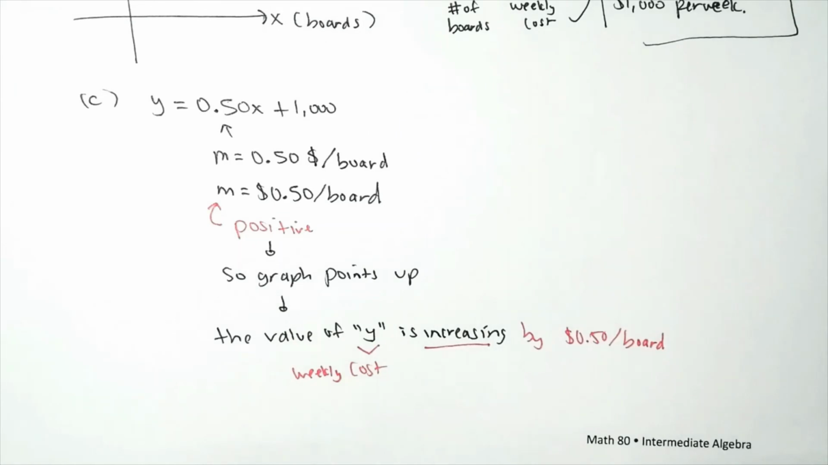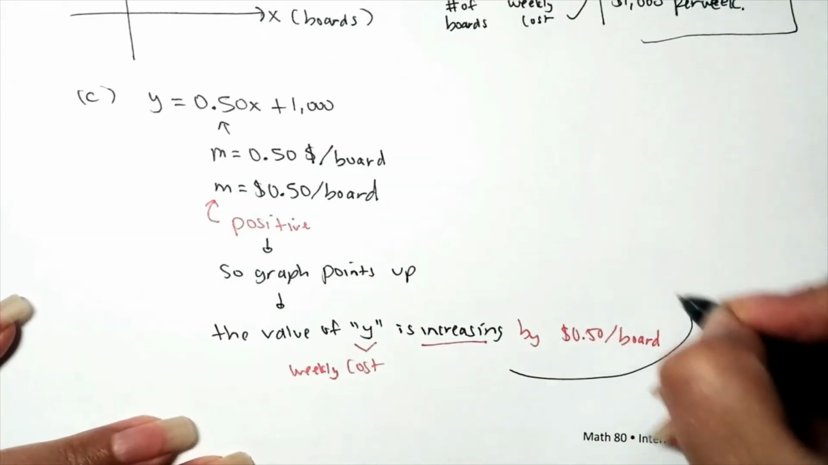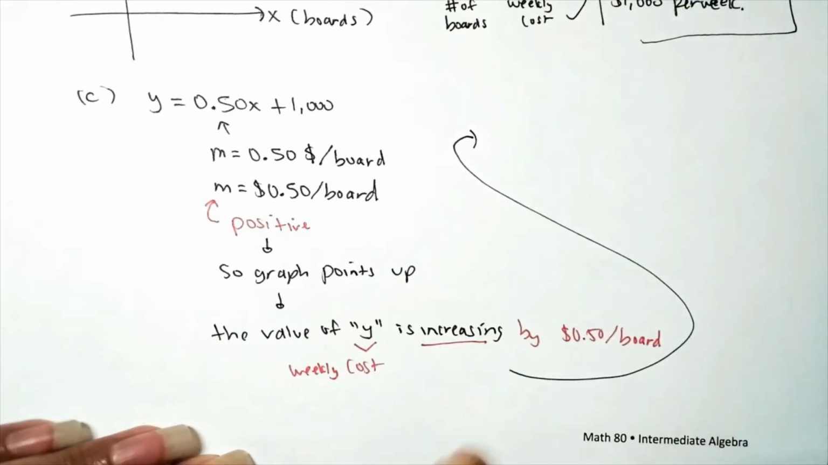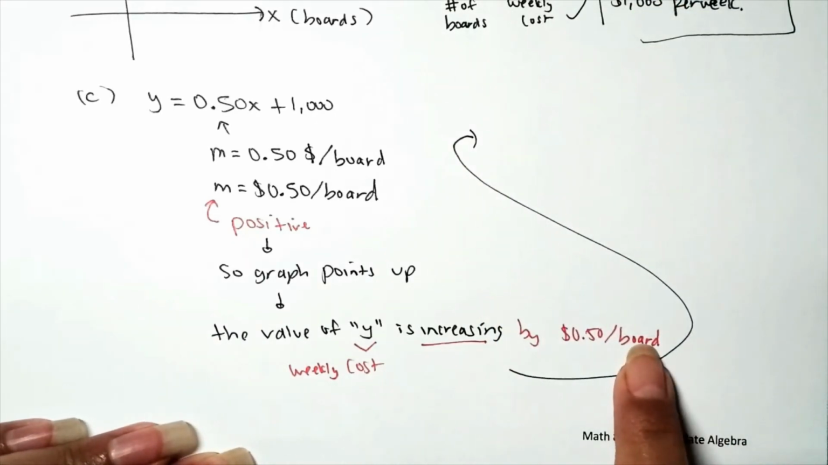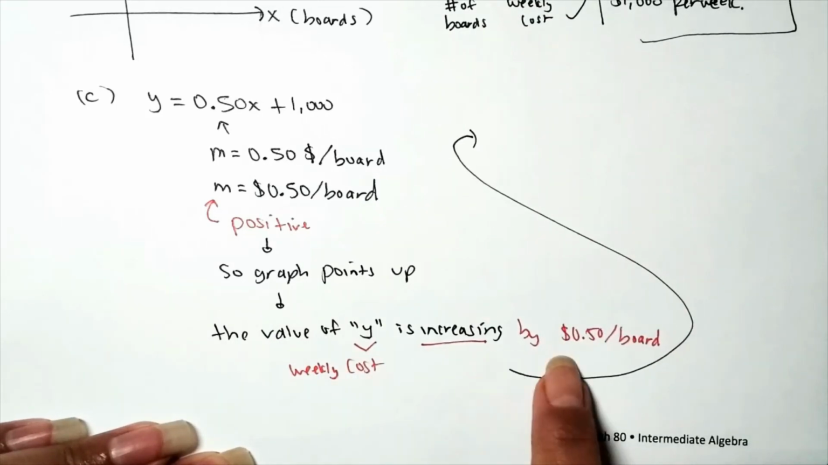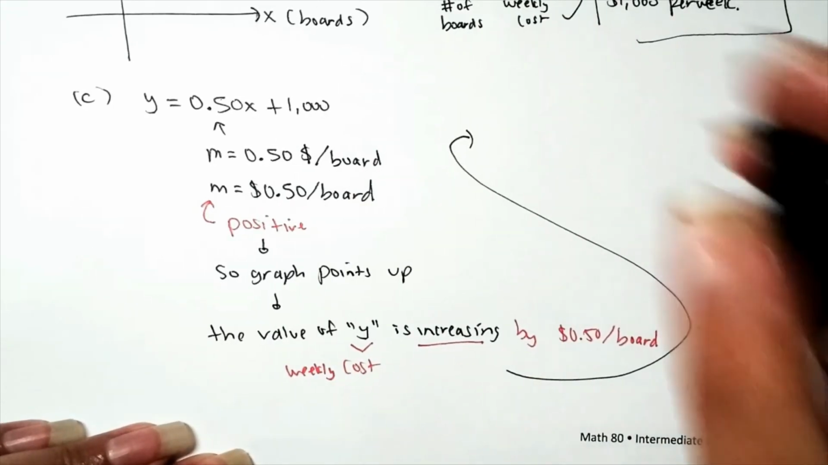What's so special about the slope? The slope tells us that the weekly cost to run the company is increasing by 50 cents per board. It's increasing by 50 cents for every circuit board made. Dish it out however you like. Let me go ahead and write it. I'm going to start it backwards: for every circuit board that is made, the weekly cost is increasing by 50 cents. But phrase it however you like.